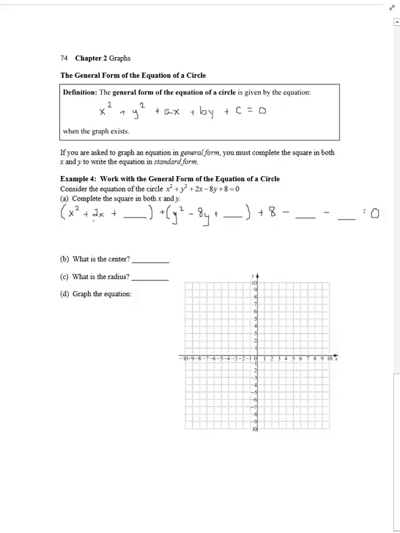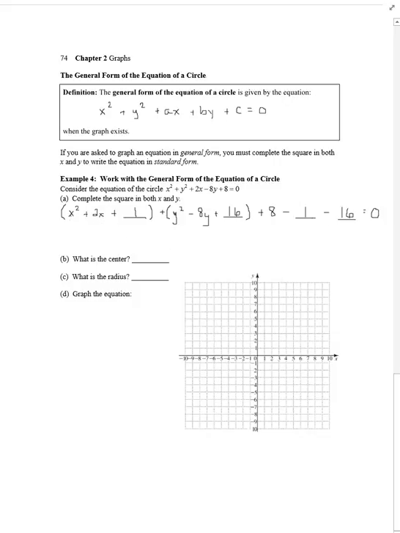So we take half of the b term, so half of 2 is 1, and we square it, and that's what we add. So we're adding 1, which means we're subtracting 1. Then for the y's, we're doing half of -8, which is -4, and squaring that, which is 16. So we're adding 16, which means we're subtracting 16.